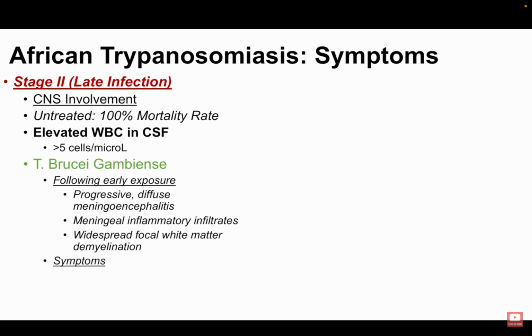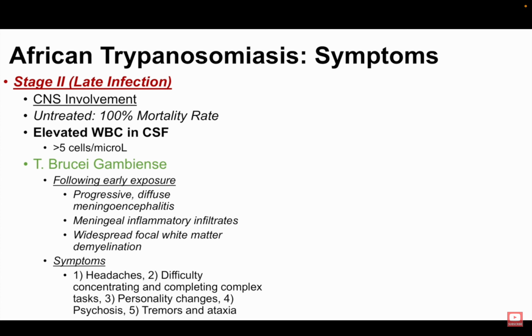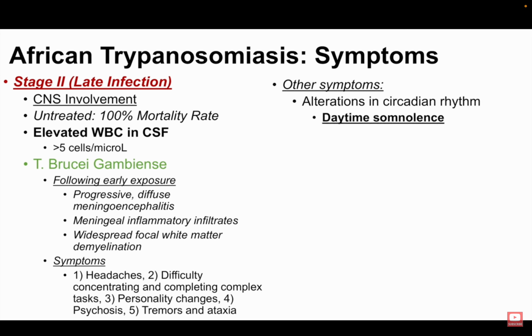And with all of those effects, some of the symptoms of an infection with Trypanosoma brucei gambiense include headaches, difficulty concentrating, completing complex tasks, personality changes, psychosis, and tremors and ataxia. Other symptoms include alterations in circadian rhythm, leading to daytime somnolence or excessive daytime sleepiness. And now this is very important, as this is the reason why African trypanosomiasis is also referred to as African sleeping sickness, because of the alterations in circadian rhythm.